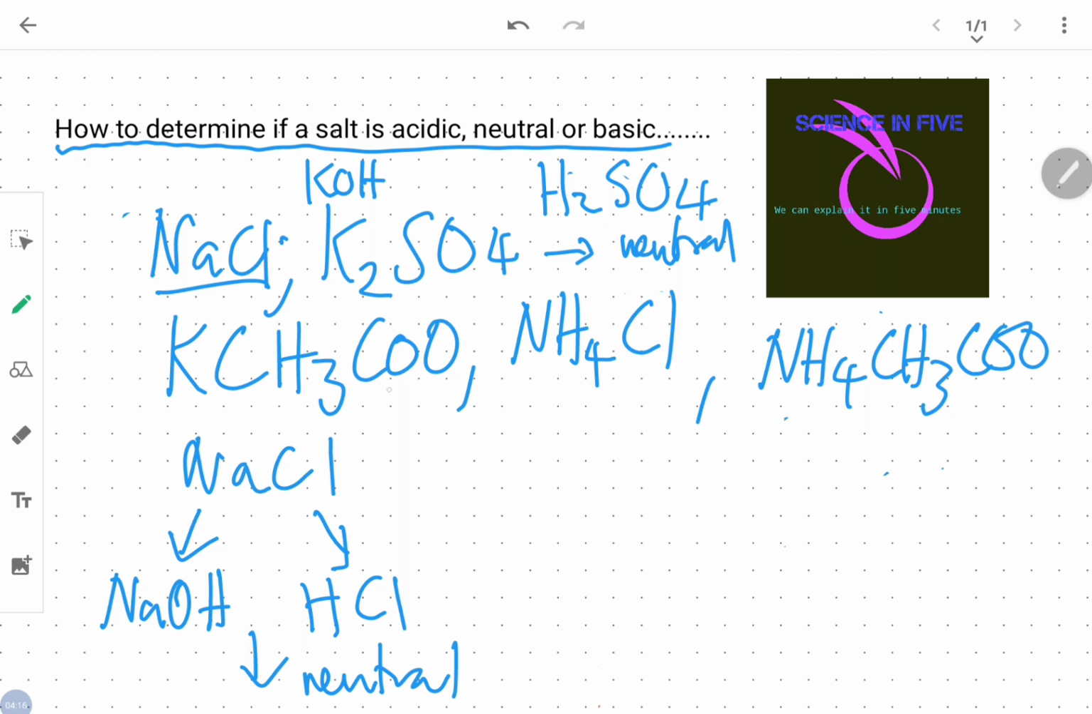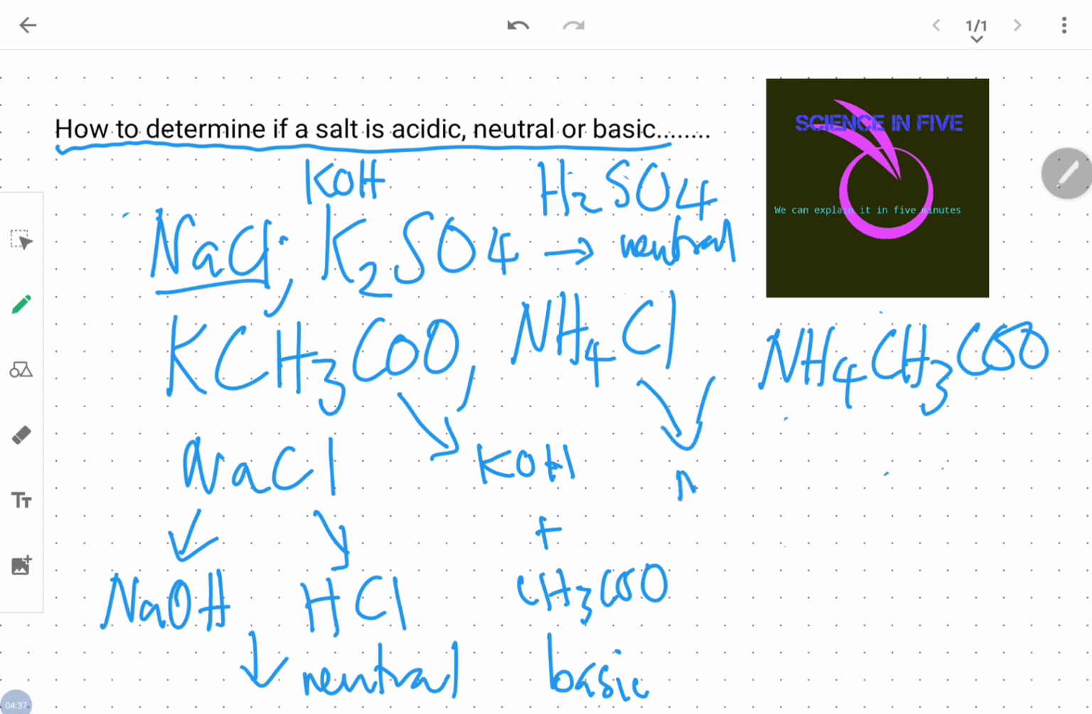What if I look at potassium ethanoate? Potassium ethanoate is from the base potassium hydroxide and ethanoic acid. Strong base, weak acid. So this must be a basic salt. Ammonium chloride is made from the base ammonia and hydrochloric acid. Weak base, strong acid, acidic salt. Ammonium ethanoate is made from a weak base and a weak acid. So this is also a neutral salt.